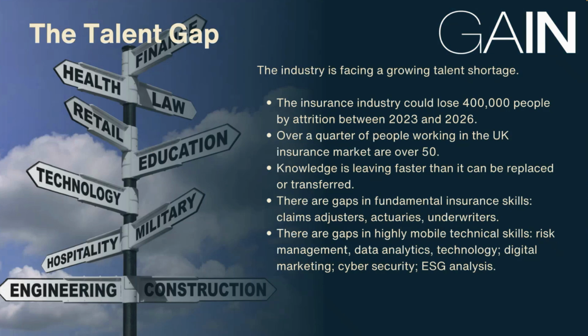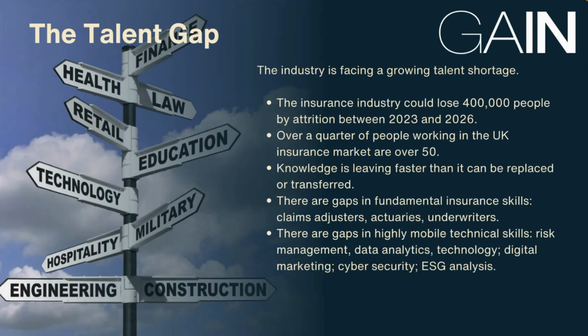Why is neuroinclusion good for business? The financial industries, specifically insurance, are facing a growing talent shortage, and the insurance industry in particular could lose 400,000 people by attrition between 2023 and 2026. Over a quarter of people working in the insurance market are over the age of 50, meaning that they will reach or be coming up to a retirement age over the next 10 to 15 years.